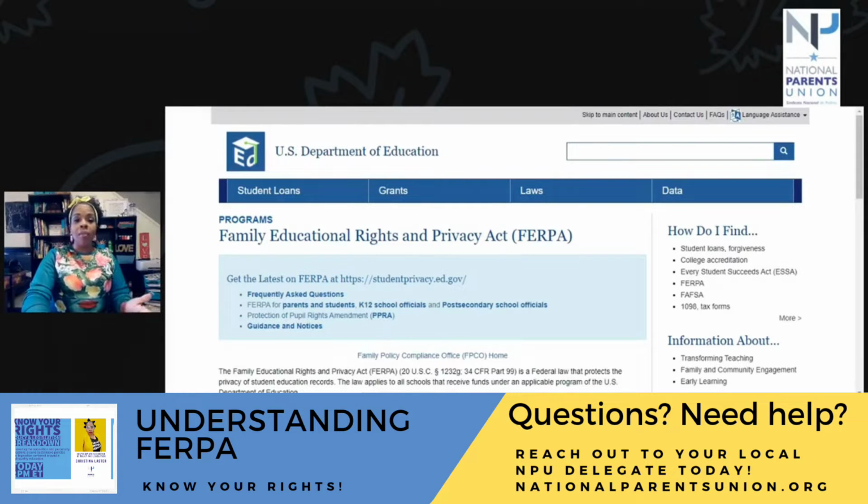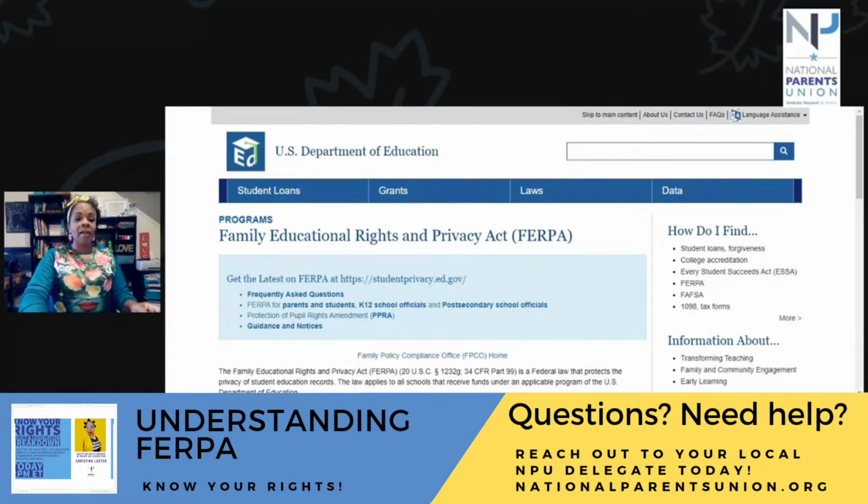It is a requirement for federally funded institutions under programs administered by the U.S. Department of Education to comply with FERPA. So you need to make sure that you're paying attention, and you are going to learn exactly what you should be looking for in this session.